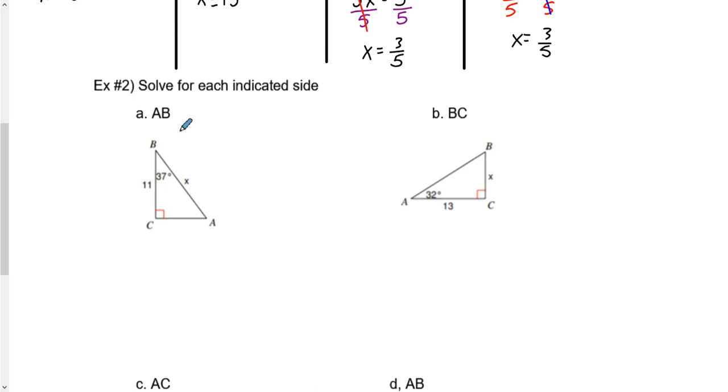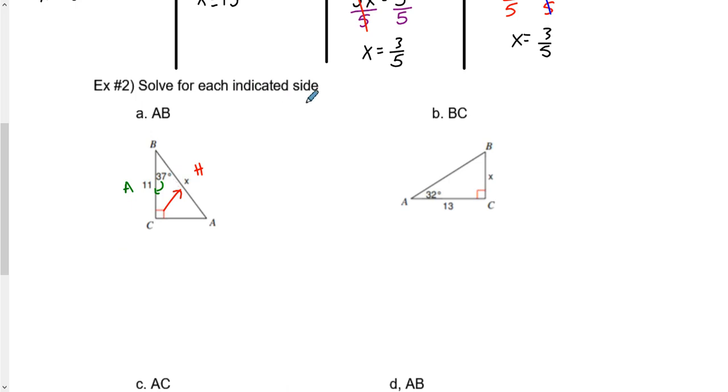So in an example here, we're going to solve for the side AB. Well, we want to be able to identify our sides. In relation to our triangle, our side X, or our side AB, is our hypotenuse. Whereas the other known side that we have is the adjacent, which means what we're going to have to do is set up our ratio.